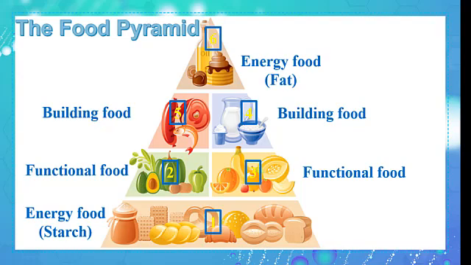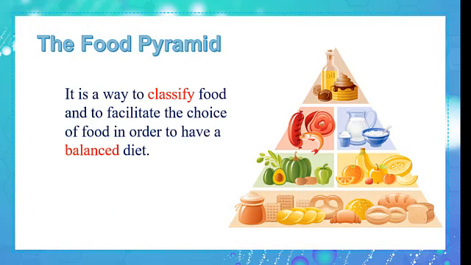Should we eat equal quantities of food from all groups? Of course not. Which group of food should we eat more? Great, the starchy carbohydrates. Which group of food should we eat less? Excellent, the fats. Now, what is the aim of the food pyramid? It is a way to classify food and to facilitate the choice of food in order to have a balanced diet. Excellent.